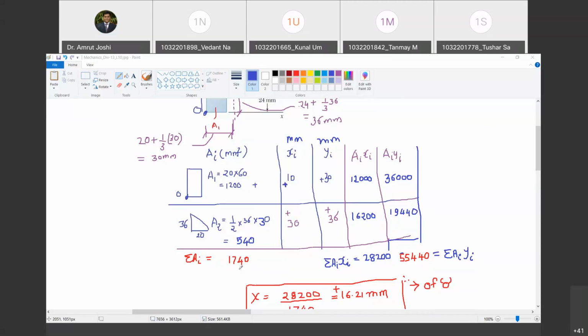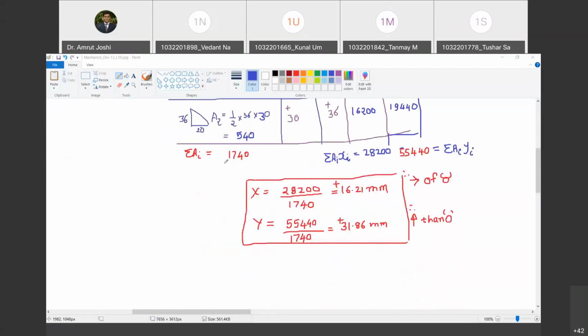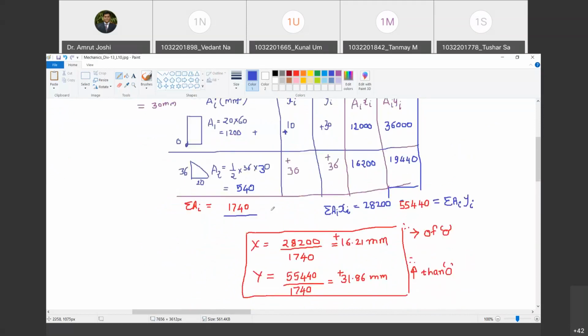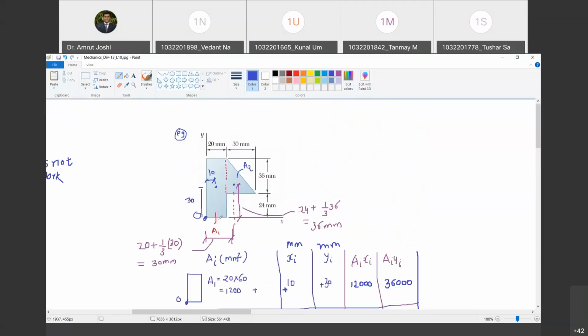Yes, sir. Then if you do summation Ai, that is the total area of this shape, it turns out to be 1740 mm squared. Happy? Yes, sir. What are the units? This is in mm squared. This is in mm cubed. This is also in mm cubed. Happy? x bar is equal to summation AiXi upon summation Ai. So that turns out to be 16.21 mm from the left hand side. Are you with me?